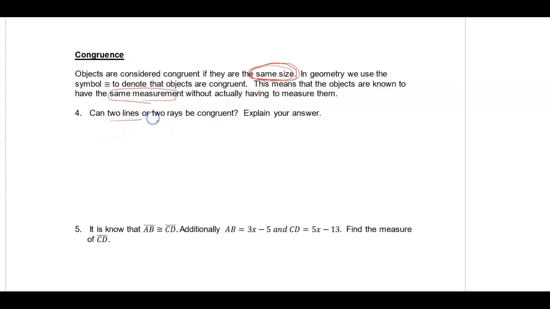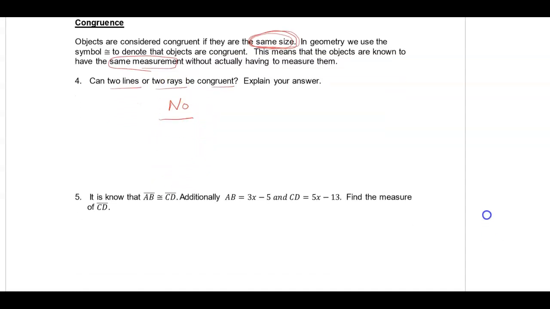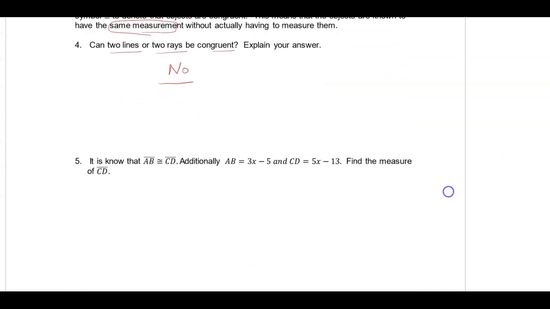Can 2 lines or 2 rays be congruent? Which is asking you, can they ever have the same measure? And the answer to that is no, because they don't have a measure. If they go on forever, we don't have a number to explain their length.